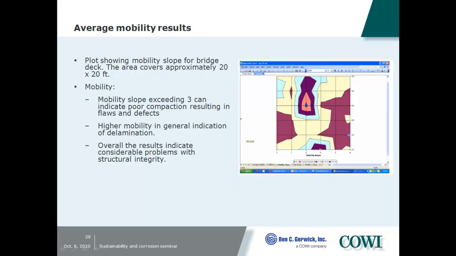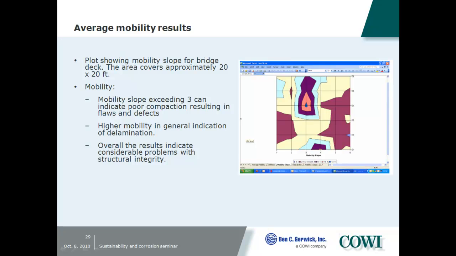We used the impulse response, and we got a number of plots. What you saw before with the mobility and mobility slope is represented by individual points here. So this is one area which was measured, and we had several of those along the two bridges. Normally we say that if we have a mobility slope which exceeds 3, that can indicate poor compaction resulting in flaws and defects. Mind you, we had no visual signs that we had anything. You could use a hammer, you could not hear any defects in this. But all of our results indicated that we had considerable problems with structural integrity.